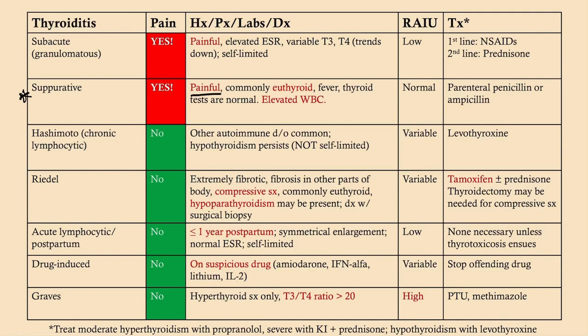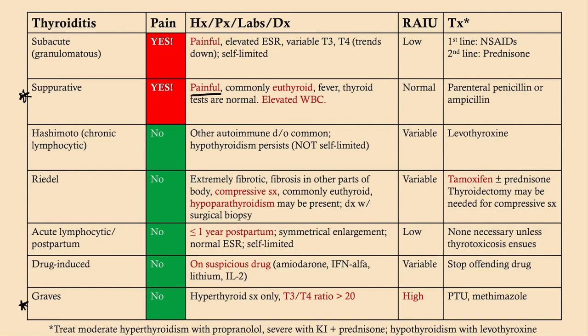So you might get a white count. So you've got neck pain and you have an elevated white count, elevated SED rate. You can diagnose suppurative thyroiditis. A lot of times these patients will also have a fever, they'll be sick and stuff. And obviously the treatment here is going to be antibiotics. We give them parenterally, and it's very simple antibiotics, penicillin or ampicillin.